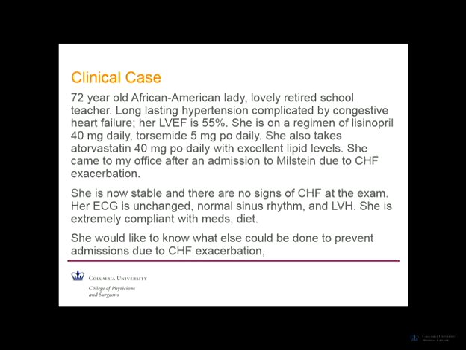So let me just go into a specific case. This is actually a real patient of mine. When she came to me, she was 72. She's African American, a retired school teacher, and she had very long-lasting hypertension, and it got complicated by CHF. Her ejection fraction was preserved. It was 55%.